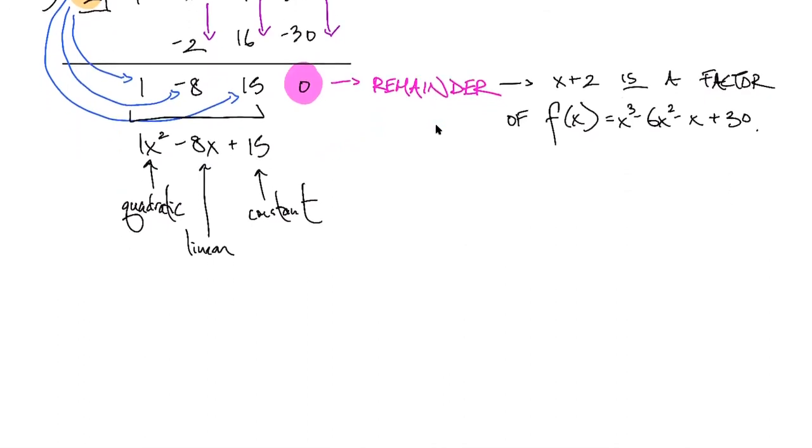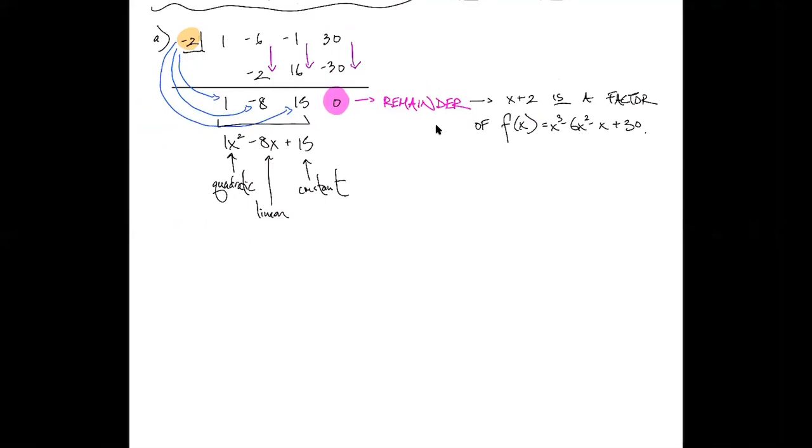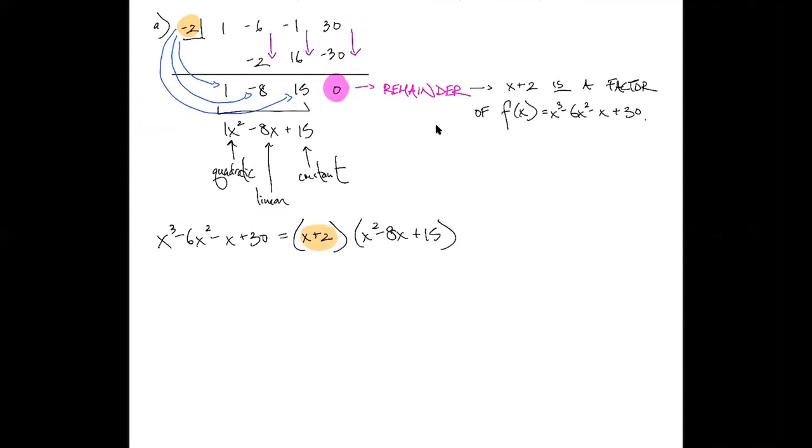But what we can say, given all this information, is that x cubed minus 6x squared minus x plus 30 can be factored to be x plus 2, because that's the orange one we got in the beginning, times x squared minus 8x plus 15. Okay. If it's helpful to you, you can throw a +0 on the end. That +0 is our remainder.